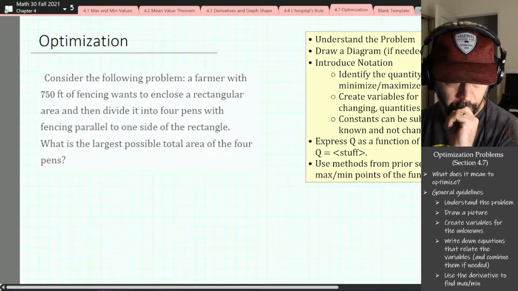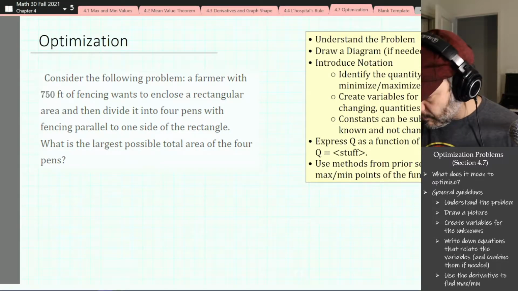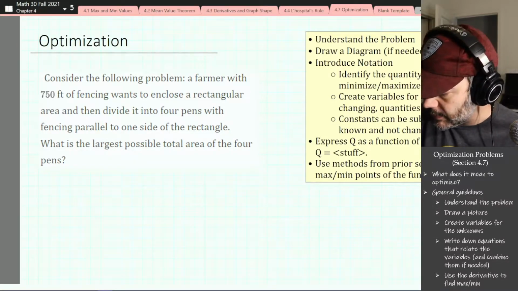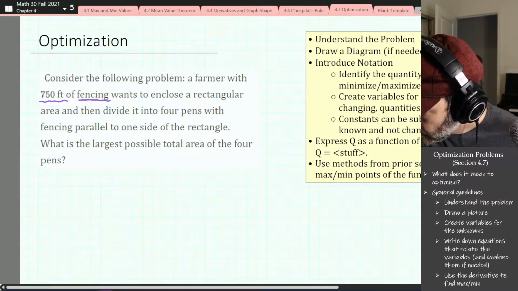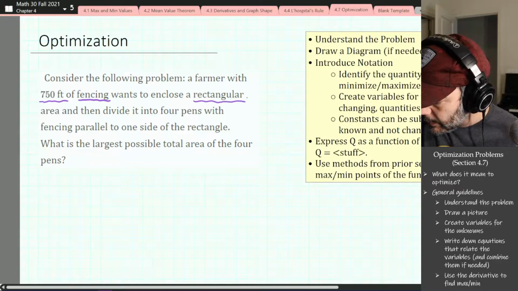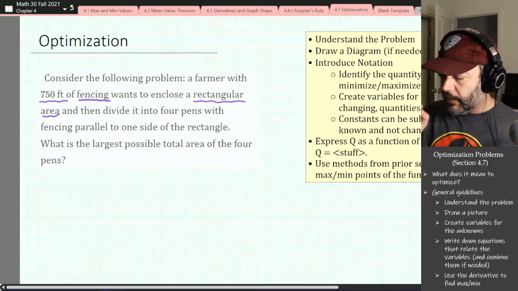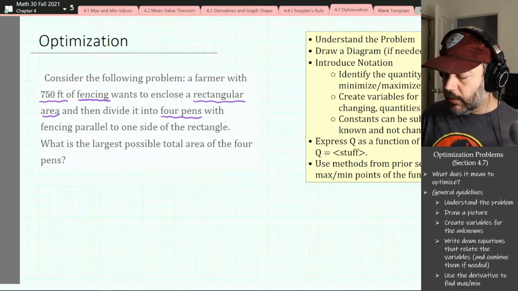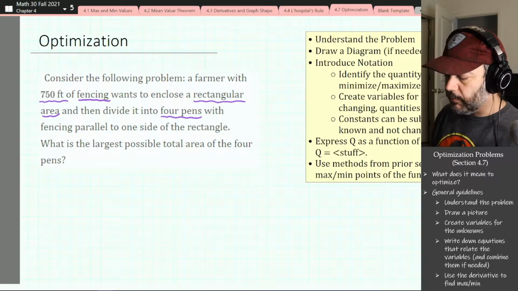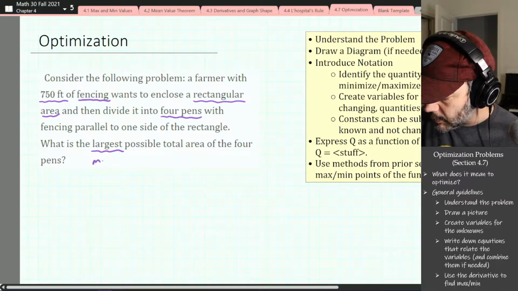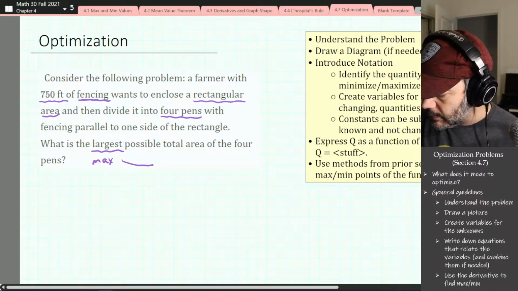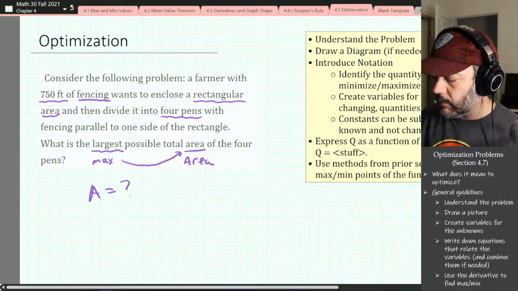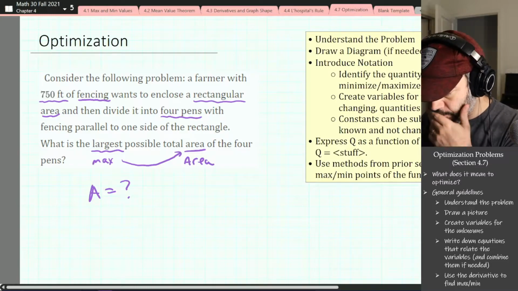Consider the following problem. A farmer with 750 feet of fencing wants to enclose a rectangular area and then divide it into 4 pens with fencing parallel to one side of the rectangle. What is the largest possible area of the 4 pens? So this implies we're going to be maximizing something, and maximizing what? Maximize the area. So I know I need A equals something, and I need to maximize that area.